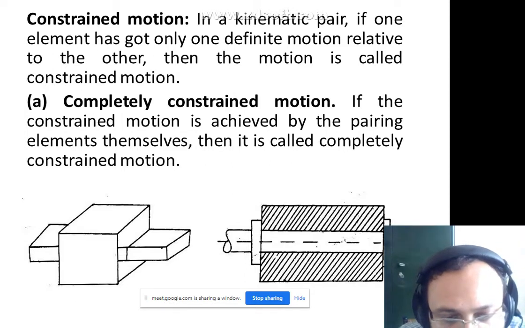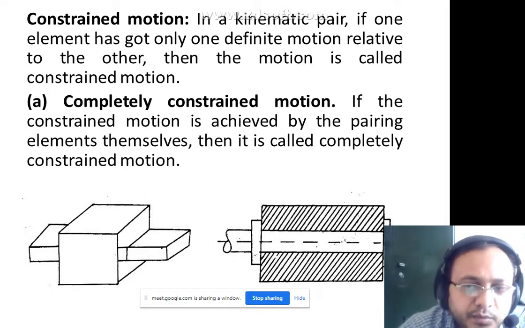In the two figures below you have seen the sliding pair and the turning pair. What you can see is that the constant motion is achieved by the pairing elements themselves, meaning you are not applying any other external forces. Automatically the pairing elements alone achieve the motion. This is known as completely constant motion.